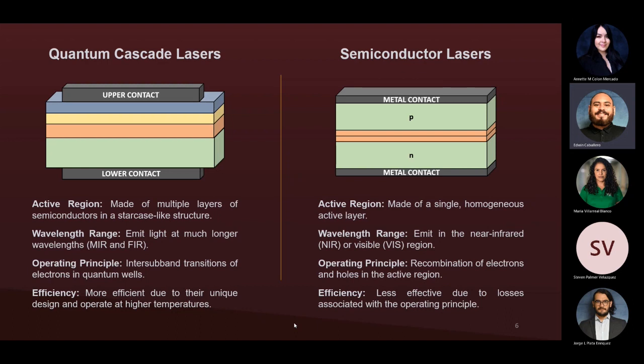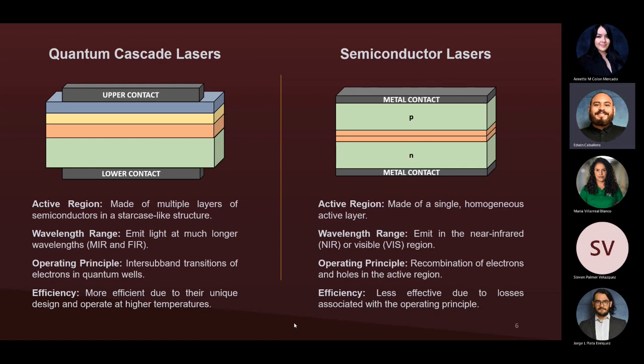And the main difference between both is that a semiconductor laser, a normal one, is made out of one single active layer of a semiconductor. It's going to have two different parts, the positive part and the negative, and through that specific flow, you're going to have your phenomenon. While in the active region of the quantum cascade laser, you have multiple layers of semiconductors. We're going to show how this works later.